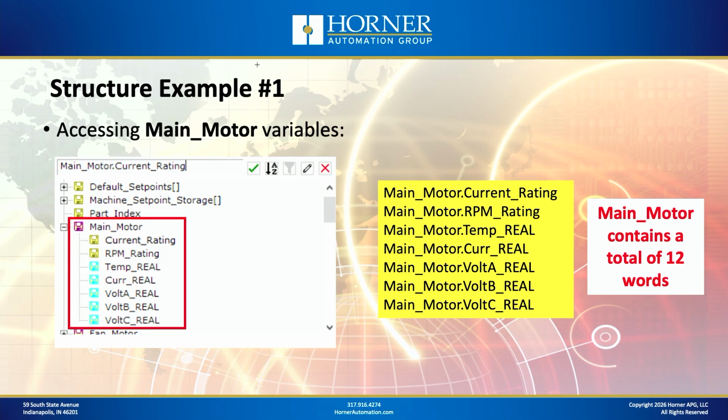And this is important later, so I'll mention it now, and that is, if you take a look at the amount of data that's contained in this particular example structure that I've created, this main motor structure contains a total of 12 words. It's got 2 integers, motor current and motor RPM, and then the other 5 are real values. So 1 word plus 1 word plus 5 times 2 words is a total of 12 words. And again, that'll be more important later, and you'll see why.